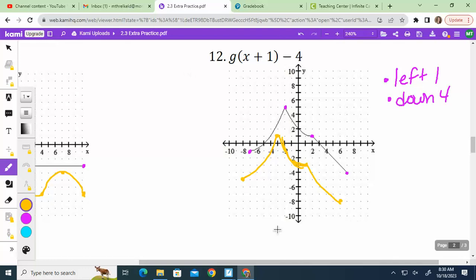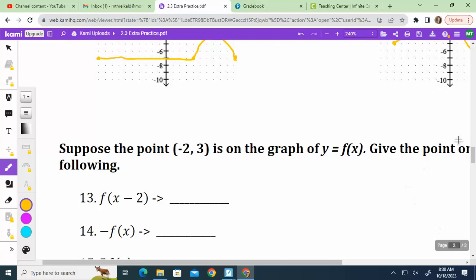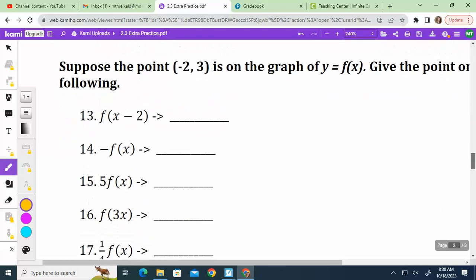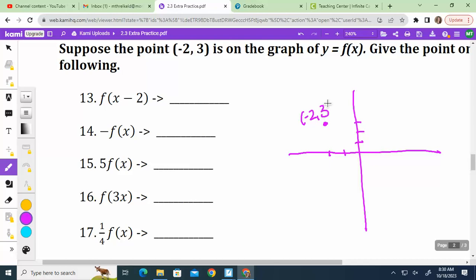Last thing I want to do, we did some of these yesterday, where I just want to try to come up with the new point. So take a second and try these on your own before we look at them. You can draw a picture if you want, you do not have to, you can just think about what each of these things is doing to your point. So we're at -2, 3. Figure out what the new point would be for each of those.